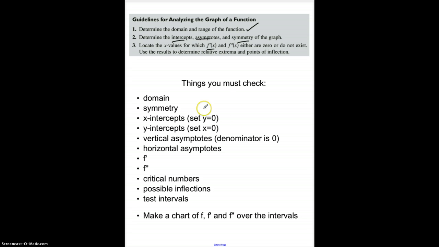This is a little bit more detailed list here, but the only way to do these is to do them. So let's just jump in. Let's look at the rational function 2 times x squared minus 9 divided by x squared minus 4. Now, I'm going to assume you can do the derivatives, so let me just go ahead and put them down here.